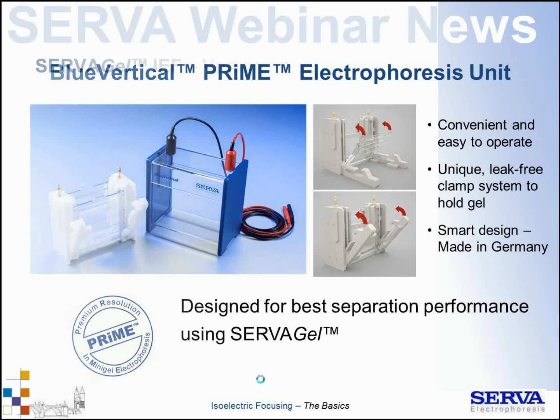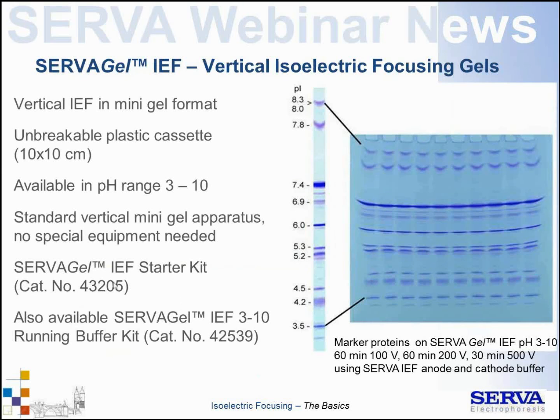And here you see an example of a result of such a gel. You can also ask for a starter kit if you want to try that, and even the running buffer kit, all available.